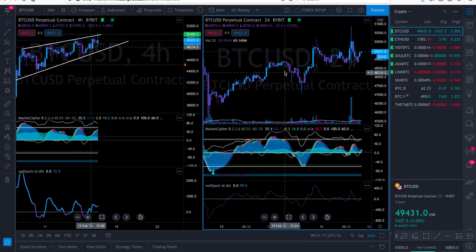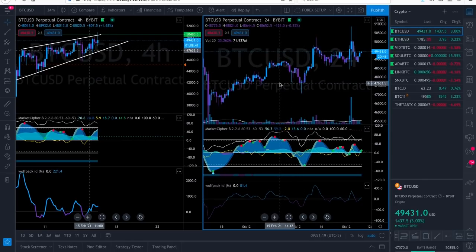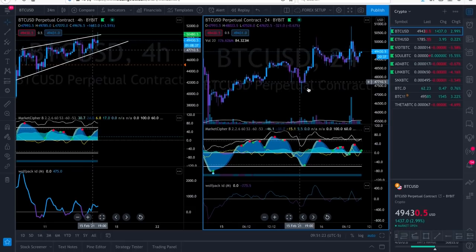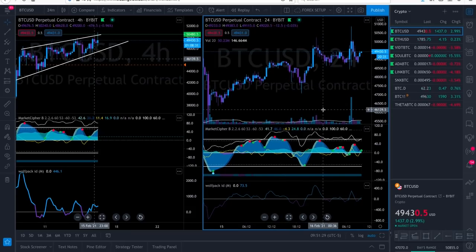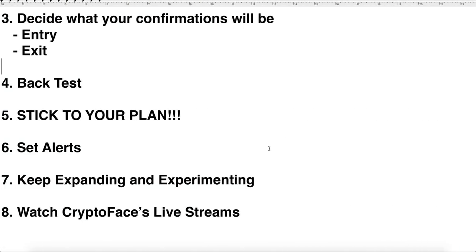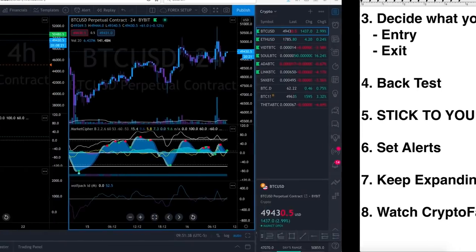Because I didn't stick to my rules, price plummeted. As I backtest my strategy, price never plummets if everything is right. So far, I have never had price just go zoop down when everything is met. So you need to stick to your rules. Don't screw yourself out of all the hard work that you have done in the past to develop your winning strategy. Set alerts. This is important.